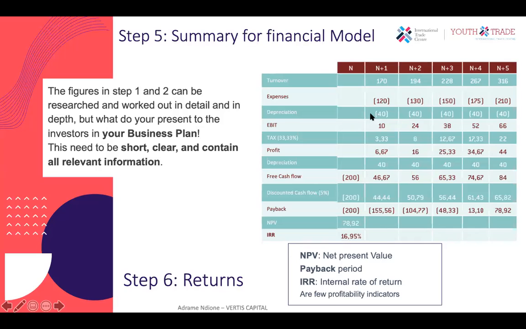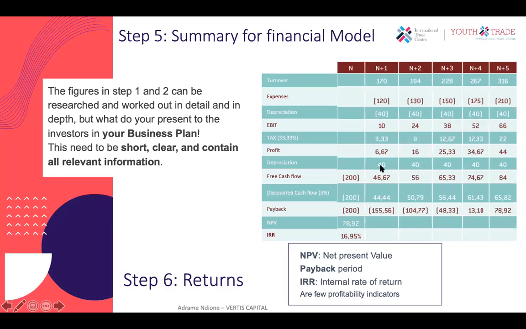So if we take the turnover, we have this turnover here for the next 5 years, the expenses here for the next 5 years, the depreciation, sorry, for the 5 years, and then we have the EBIT, earnings before interest and taxes. We have the taxes here, 33, and then we have the profit. The profit is not the money because depreciation is not money.